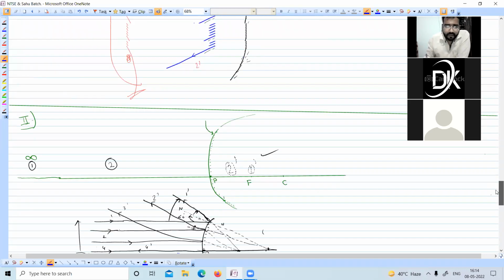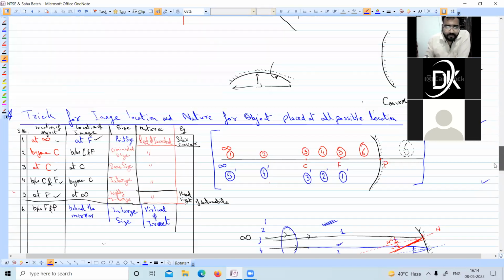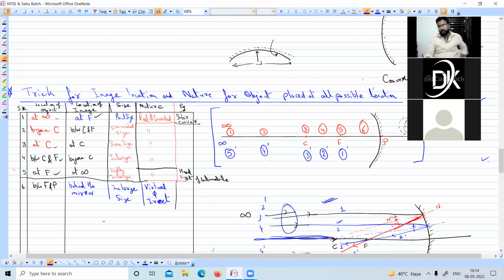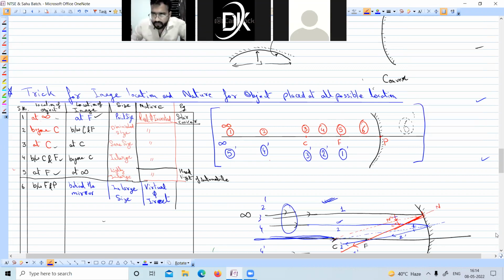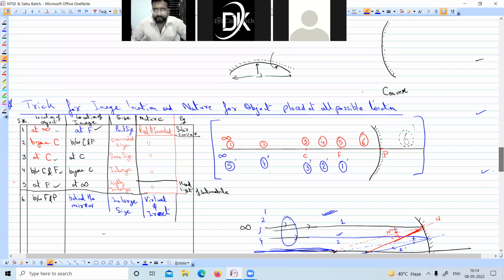So we take any of the possible locations from 1 to 6. Suppose I am taking location number 2, or any location you tell me, I will take that, because location number 2 has a little complexity. So we can easily take location number 2 or location number 4. They have a little complexity, so that variety will be explained in that case. So I am taking location number 2. Location number 2 is beyond C, towards infinity.